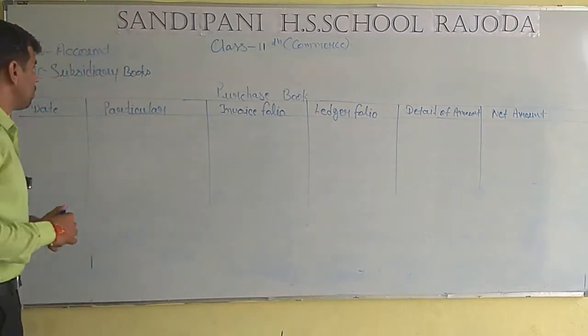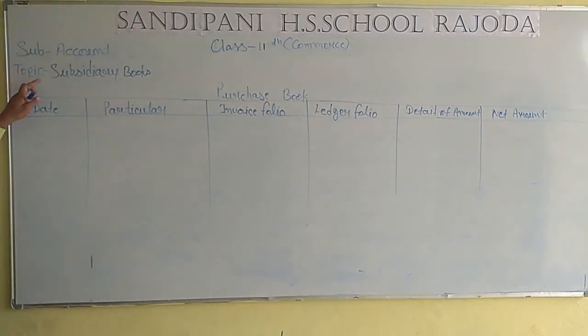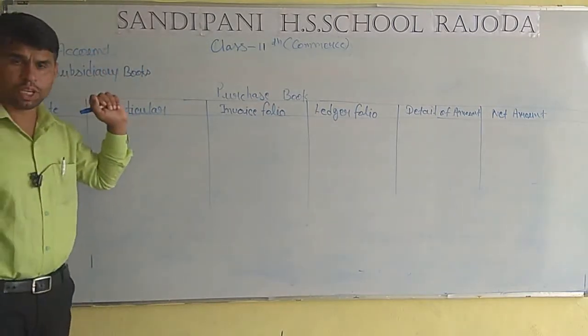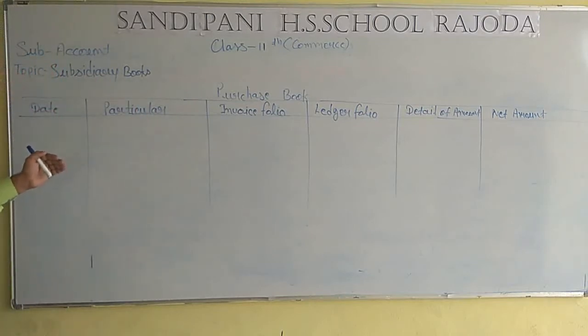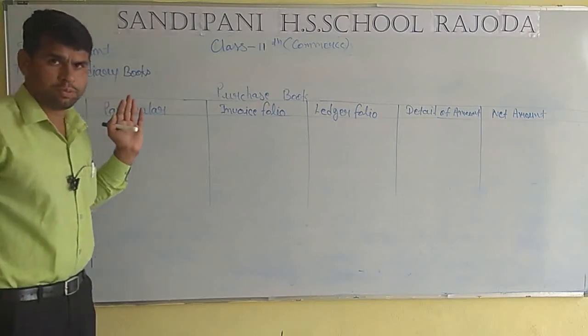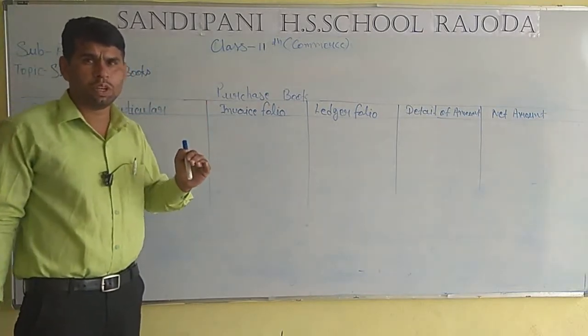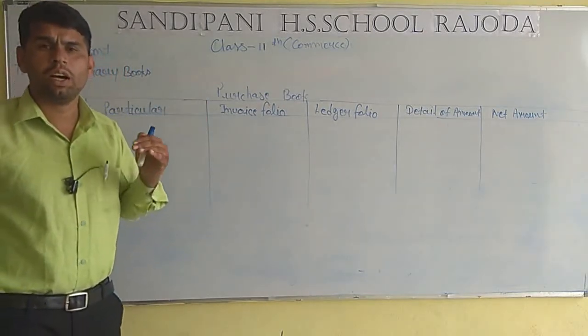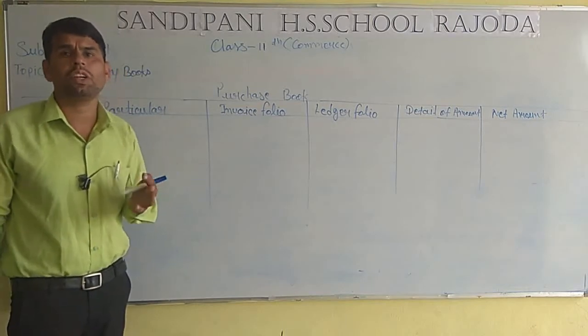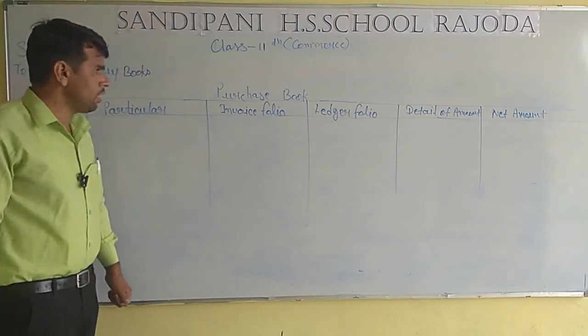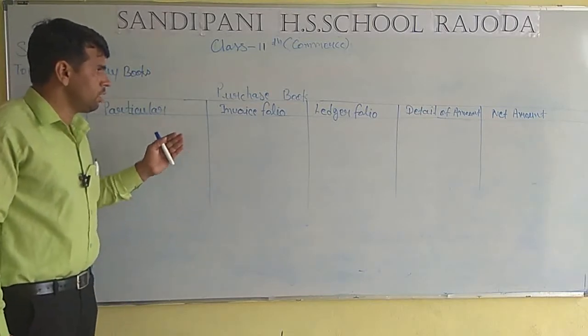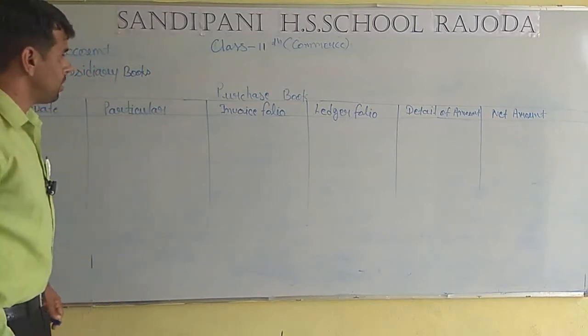In account, our topic is running subsidiary books. In this topic, we will learn today how to make a purchase book. In the purchase book, which transactions we will write and which transactions we will not write, today we will understand. First of all, we will understand the format of the purchase book.